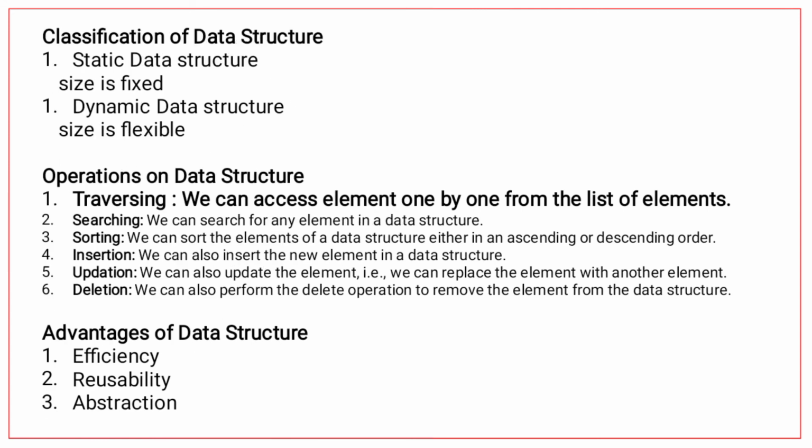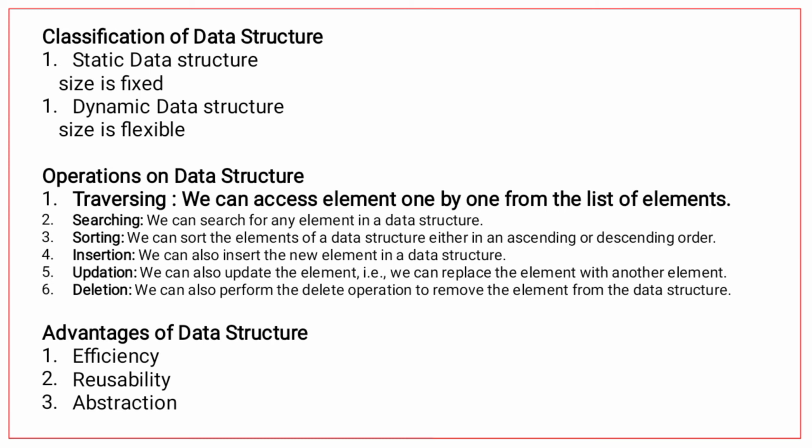Now, data structure can also be classified as static data structure and dynamic data structure. Static data structure is a type of data structure where the size is allocated at compile time. Therefore, the maximum size is fixed. And dynamic data structure is a type of data structure where the size is allocated at runtime. Therefore, the maximum size is flexible.